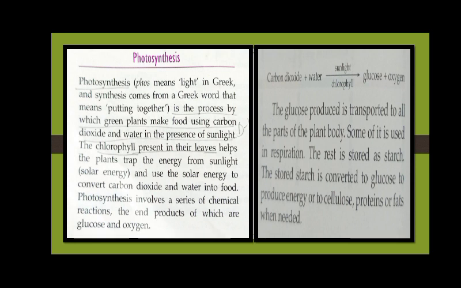The glucose produced is transported to all the parts of the plant, and some of it is used in respiration, and the rest of the glucose which is not used up by the plant is stored as starch, and stored starch is converted to glucose to produce energy or to cellulose, proteins or fats whenever required. So students, this is basics about photosynthesis.